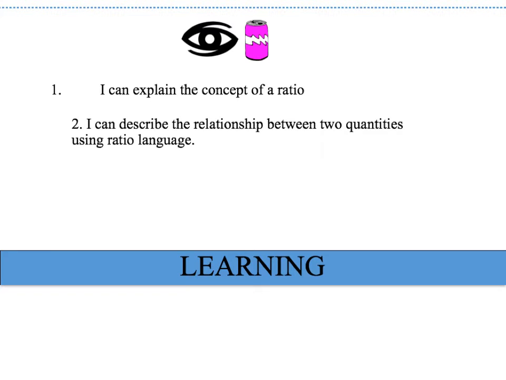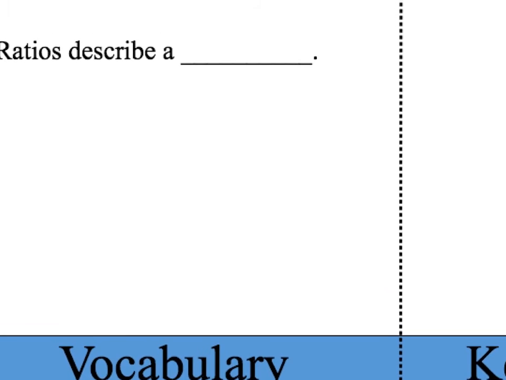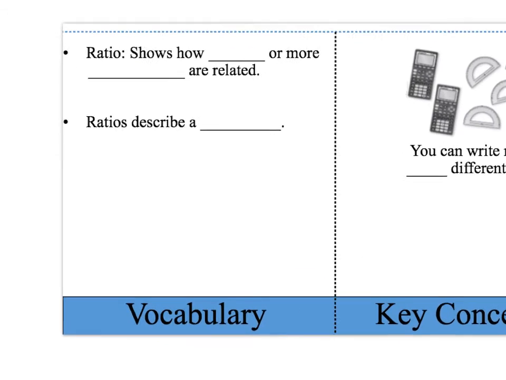There are two I can statements for today's lesson. The first one says I can explain the concept of a ratio, and the second one says I can describe the relationship between two quantities using ratio language. So let's start off by talking about the vocabulary.